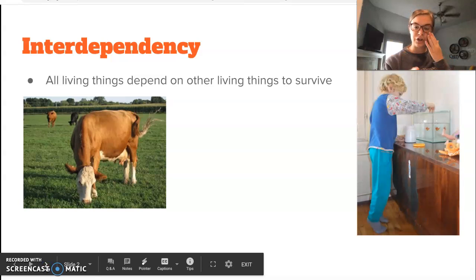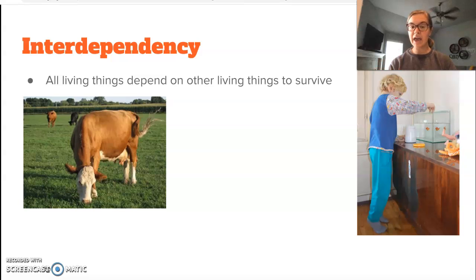If you look at this picture, this is a little boy feeding his fish. Those fish depend on that little boy for their food because he is feeding them. If he didn't feed them, because they're not out in the wild, they would not get food. So they are depending on that little boy to get their food.